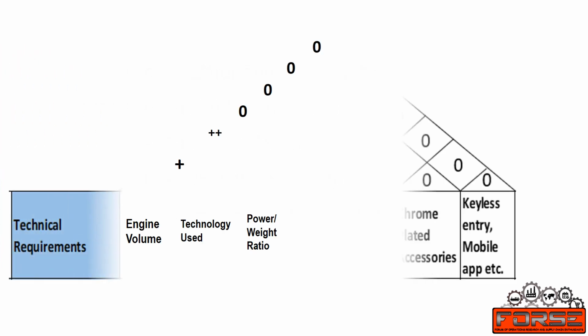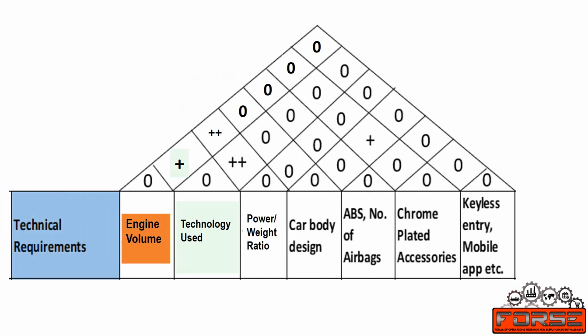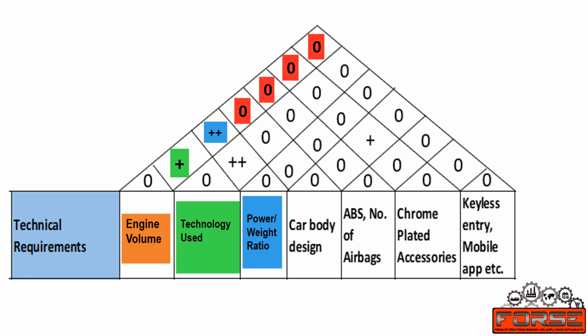For instance, engine volume is positively correlated with the technology used, and strongly related to the power-to-weight ratio, and not related to any of the other parameters. Similarly, we can depict the relation among all other technical parameters as shown.